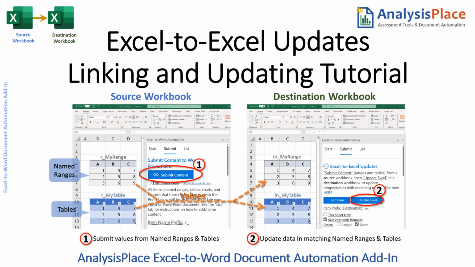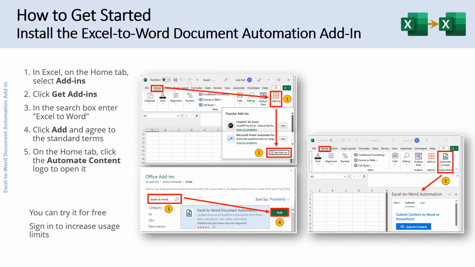Excel to Excel updates is a feature of the Excel to Word document automation add-in. In this tutorial, I'll show you how to get started, including how to add the add-in and how to insert sample content. But we'll primarily cover how to link content so you can submit data from source workbooks and update data in destination workbooks.